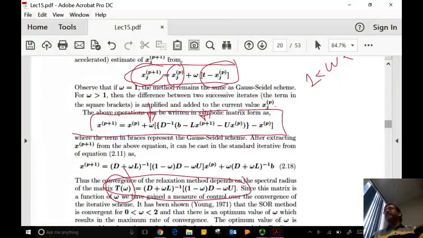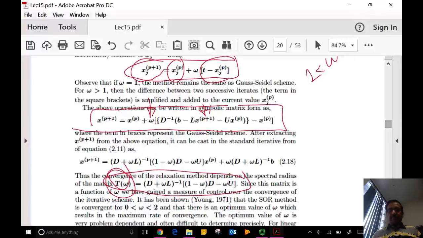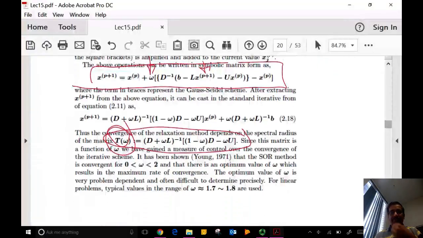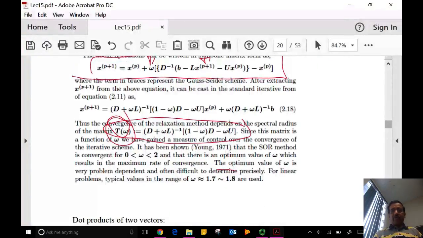So the person that did this work to find out that 1.8 is optimum essentially looked at this matrix and tried to map the spectral radius of that matrix as a function of omega to see where that optimum lies. Yeah, I say it here, somewhere around 1.7 and 1.8. Any questions on iterative methods?